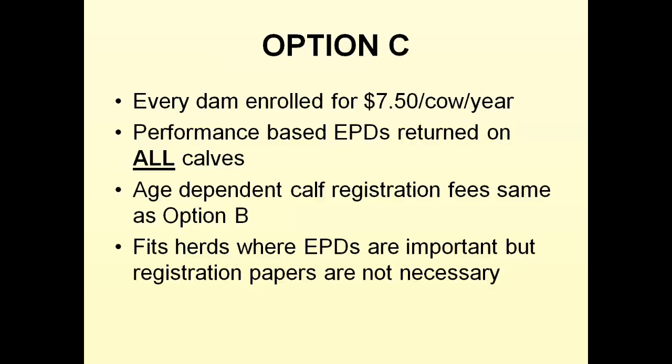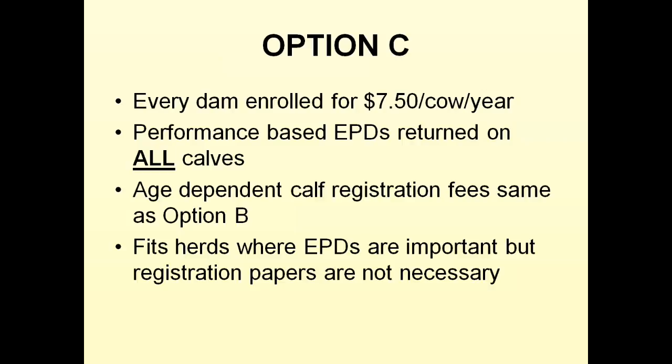What that means is if you pay the $7.50 for the cow, and you end up wanting to register and get a paper on the calf, you will pay $30, $40, or $50 depending on the age of the calf at the time of the registration request. This tends to fit herds where the EPDs are important, but registration papers are not necessary.